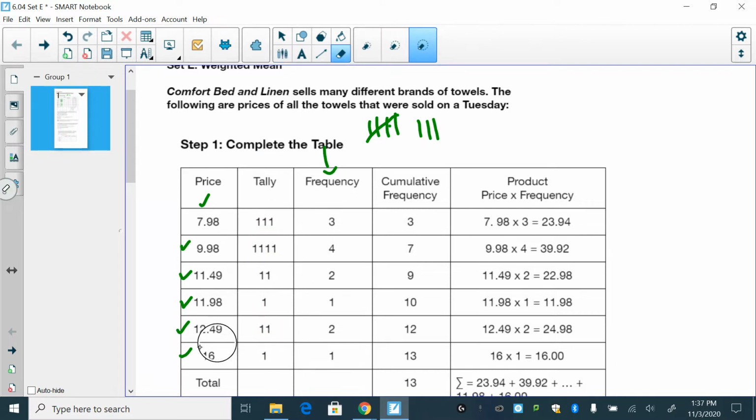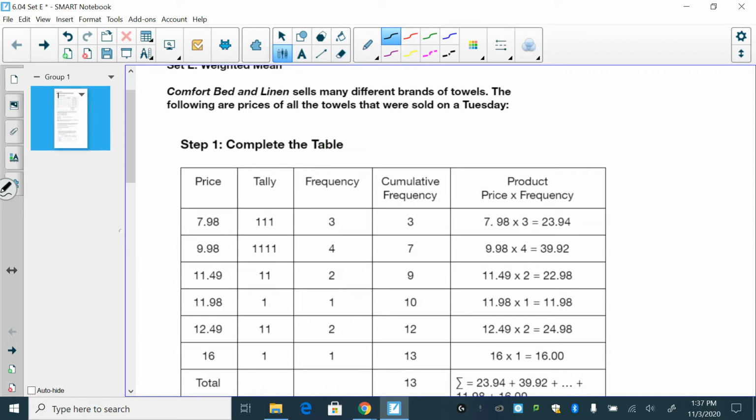Now, cumulative frequency is a little bit different. For the first one, you just rewrite what you wrote in frequency. So I have three so far. But now you're looking at the next one. I have three that are at 7.98, but then I have four more at 9.98. So to find the cumulative frequency, you look at these two numbers and add them together. So 3 plus 4, that's how I got 7.